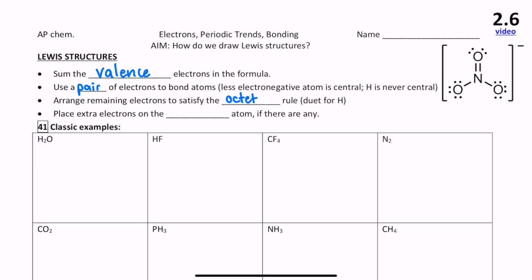You arrange the remaining electrons to satisfy the octet rule, so that each atom feels like it has 8 electrons, but only 2 for hydrogen. And if there's extra electrons, you put them on the central atom. You'll see all of these rules when we do some examples in a moment.